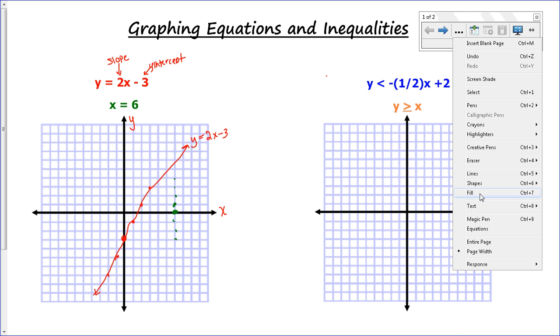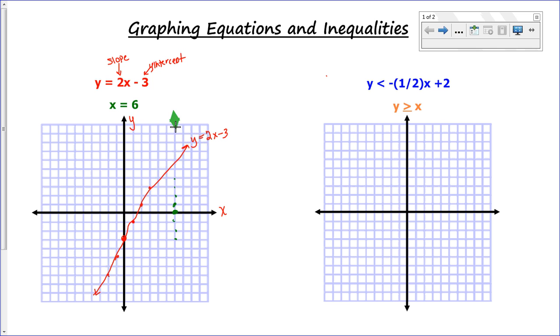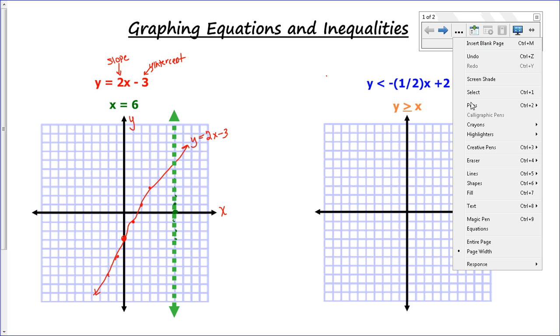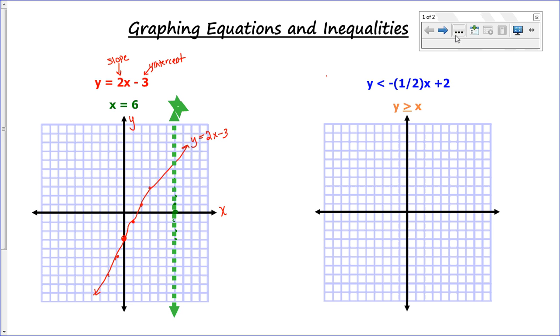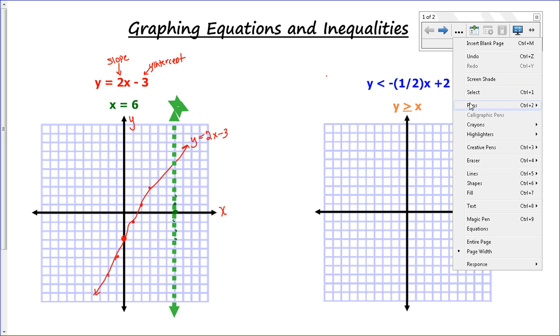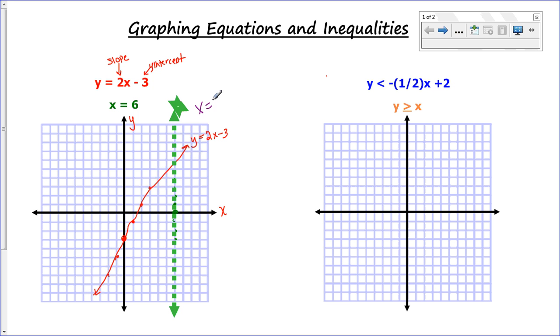So let's see, I've got a nice lines thing here. We can even do it in green. So this line right here would be the line x equals 6. Now obviously I wouldn't want it to be dotted, but I wanted it to at least be the right color. That would be the line x equals 6. Okay? So graphing lines, no big deal.